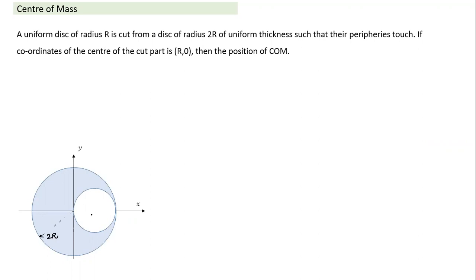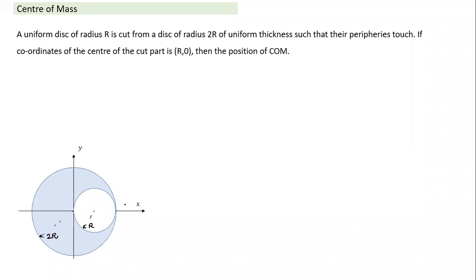This also has a radius r, and this is a common point of tangency. It means the center has to be at a distance r from the center of the initial disk, so that their perimeters touch. What is the position of the center of mass? How do you find it? Just pay attention.